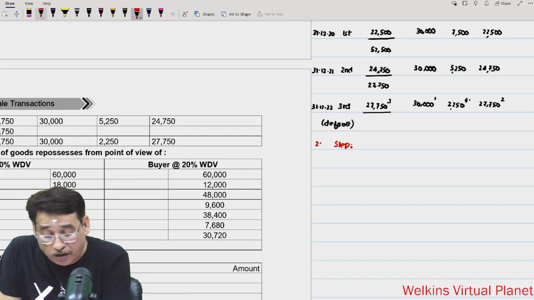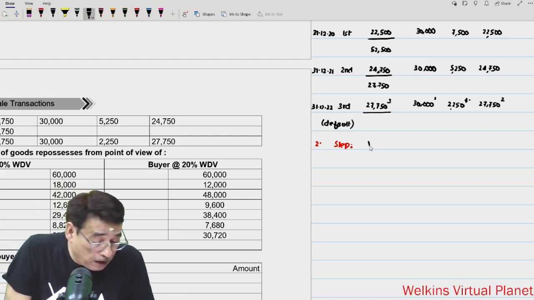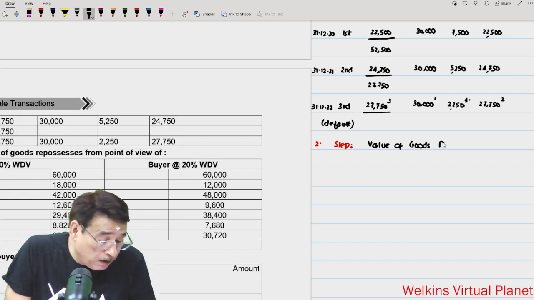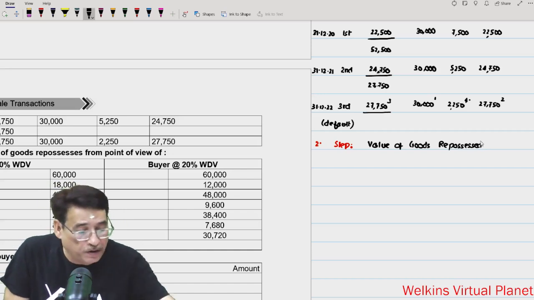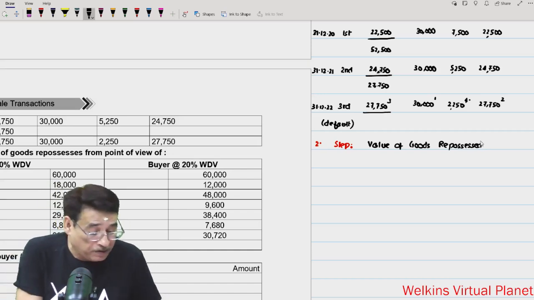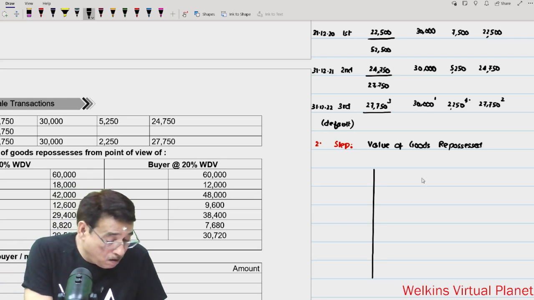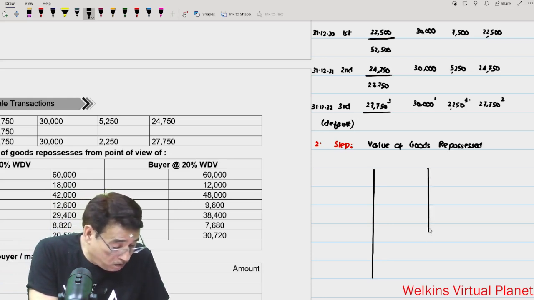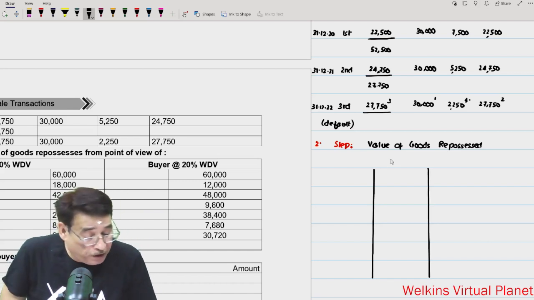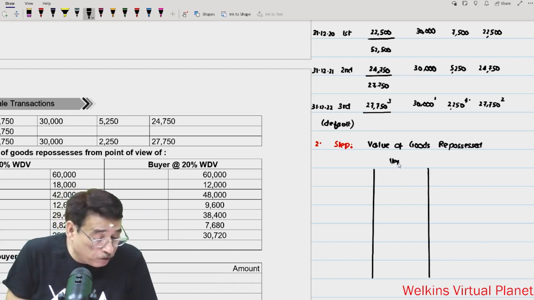now you will find out what? You will find out the value of goods repossessed. Now you will determine the value of goods repossessed. Out of 5 sets, 3 sets have been repossessed. So you will write vendor. That means I want to know at what value vendor repossessed the 3 sets.